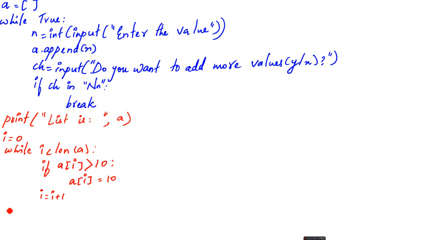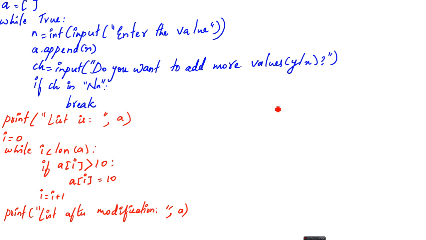Now again, after making the changes, we have to display the list like this: print "list after modification". We can write like that, list after modification. Then we can write A.